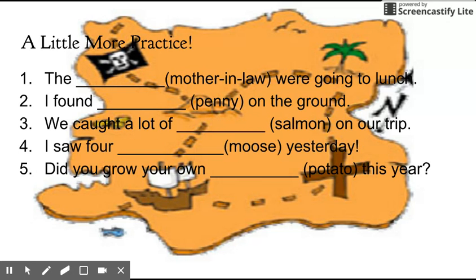We're going to do a little bit more practice here. Make sure you write these down so you can see how you did. Remember, you're going to make whatever's in the parentheses plural. The blank, we're going to lunch. I found blank on the ground. We caught a lot of blank on our trip. And I saw 4 blank yesterday. And finally, did you grow your own blank this year?